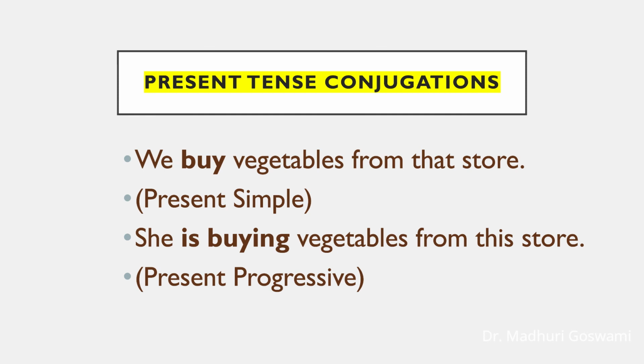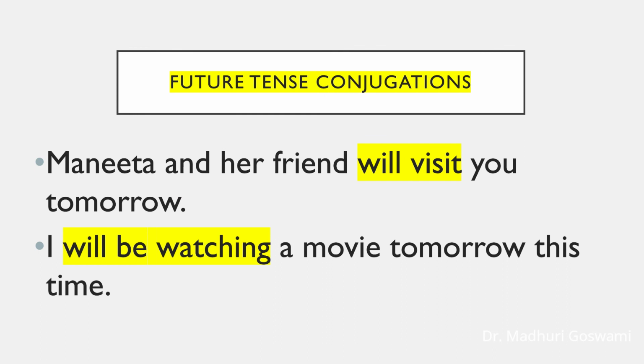Likewise, in the future tense, we add will or shall with the base form of the verb, like Manita and her friend will visit you tomorrow. In the same way, we have perfect tense conjugations and conditional tense conjugations. The examples of these we have seen in the sentences that we discussed in the beginning of this lesson.